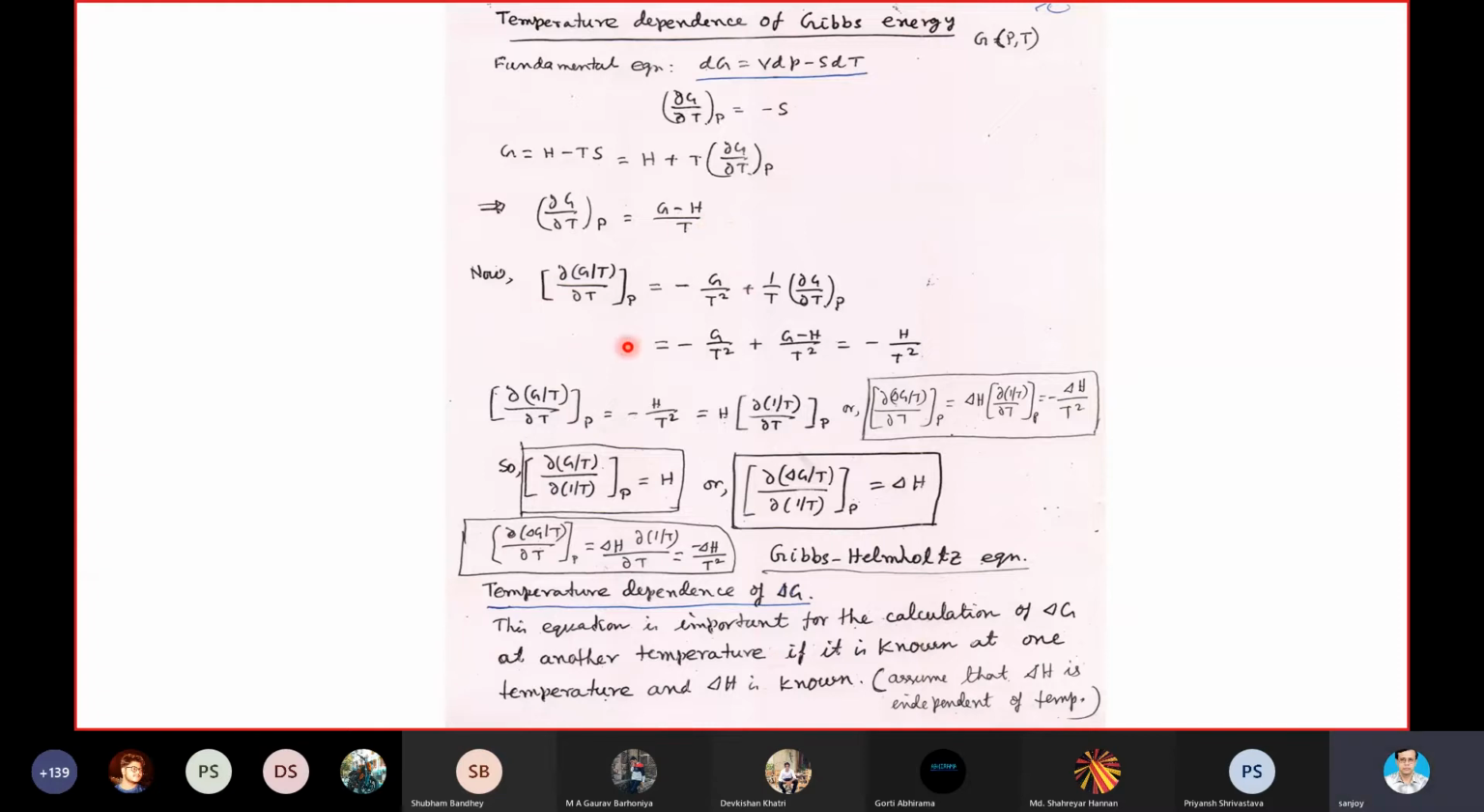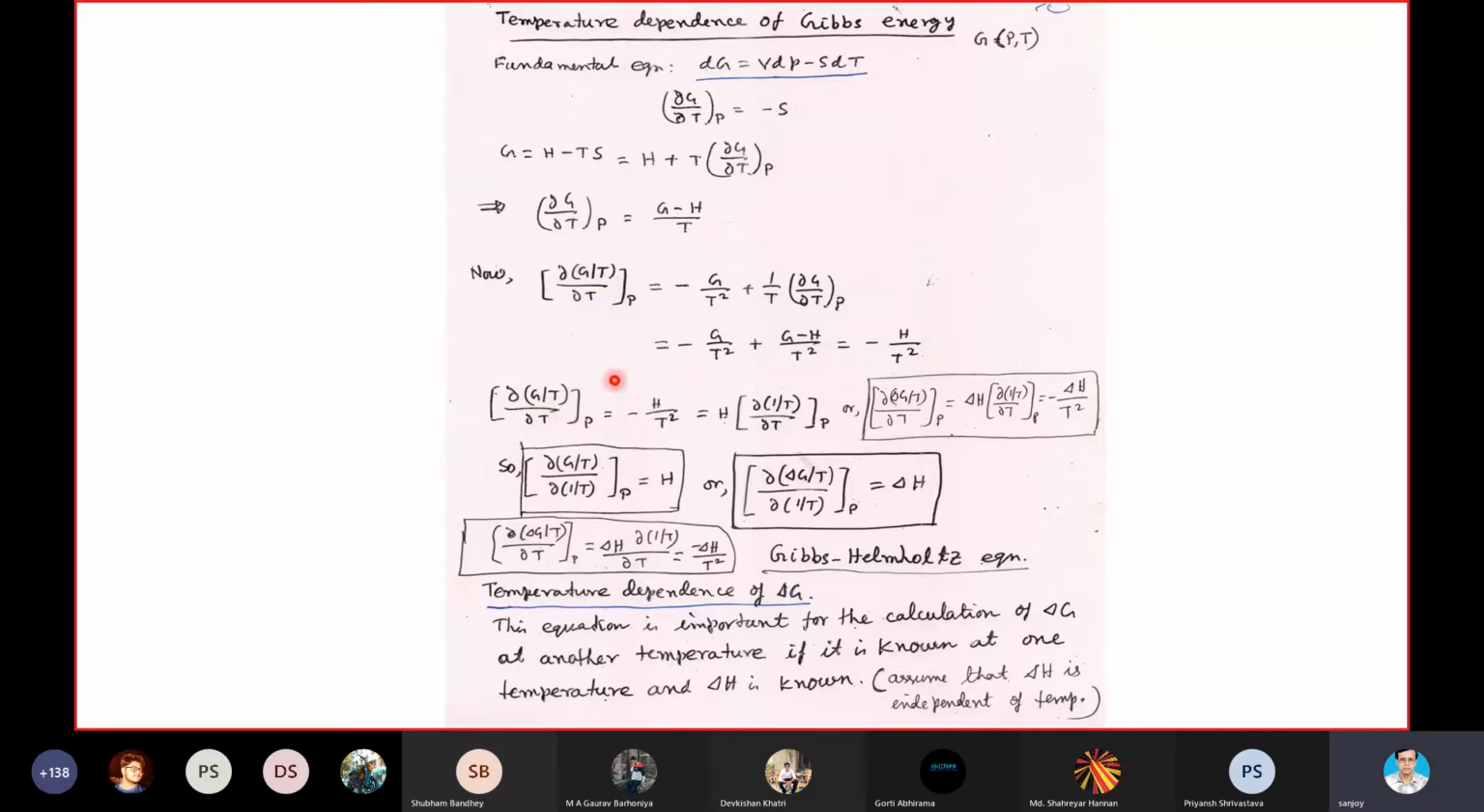Now we can write it in a different way. Suppose we take the derivative of G by T with respect to T. Using the simple derivative rules, applying the product rule, G into 1 by T, I get minus G by T square plus 1 by T into del G del T at constant P. The second term we already know is G minus H by T, so with the T in the denominator it becomes G minus H by T square. If you sum it up, you get minus H by T square.